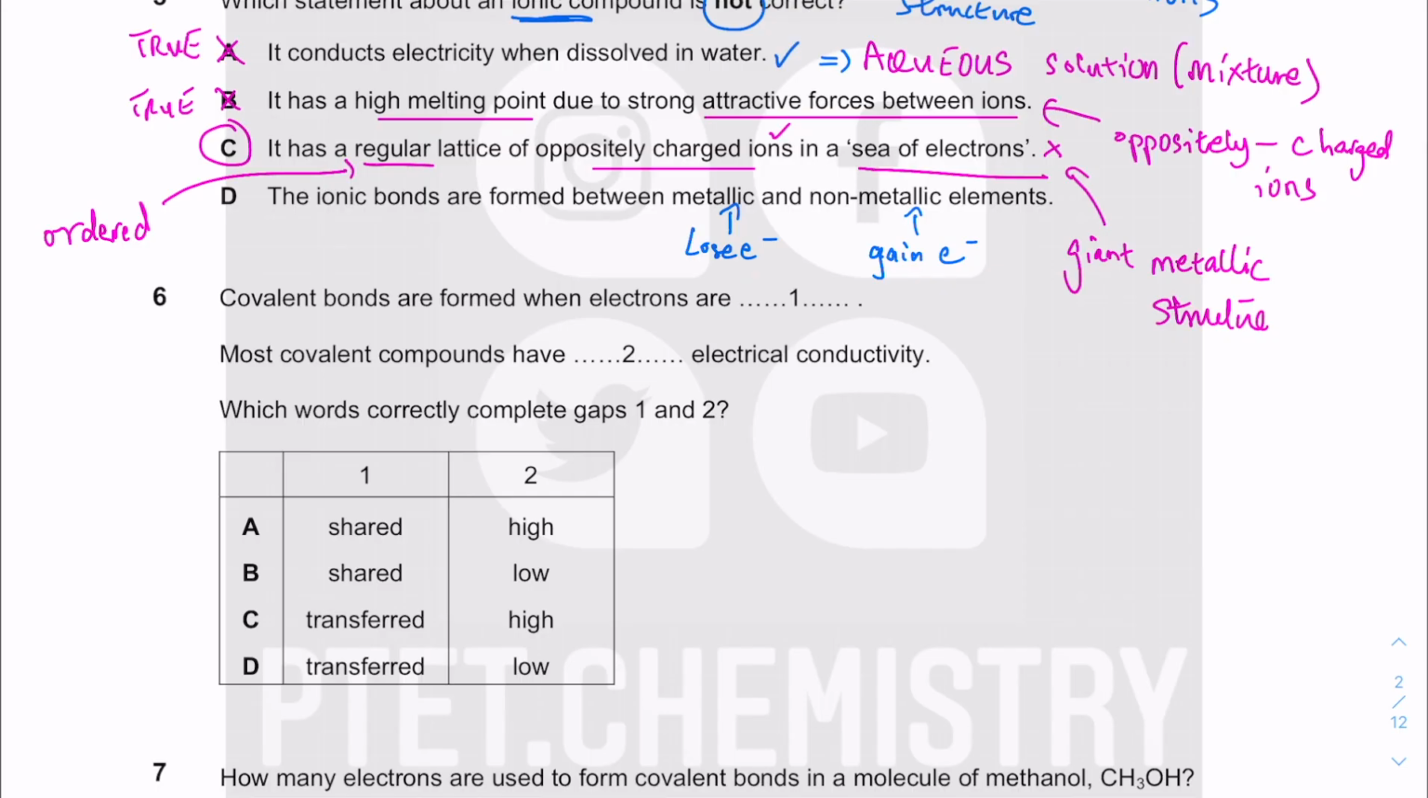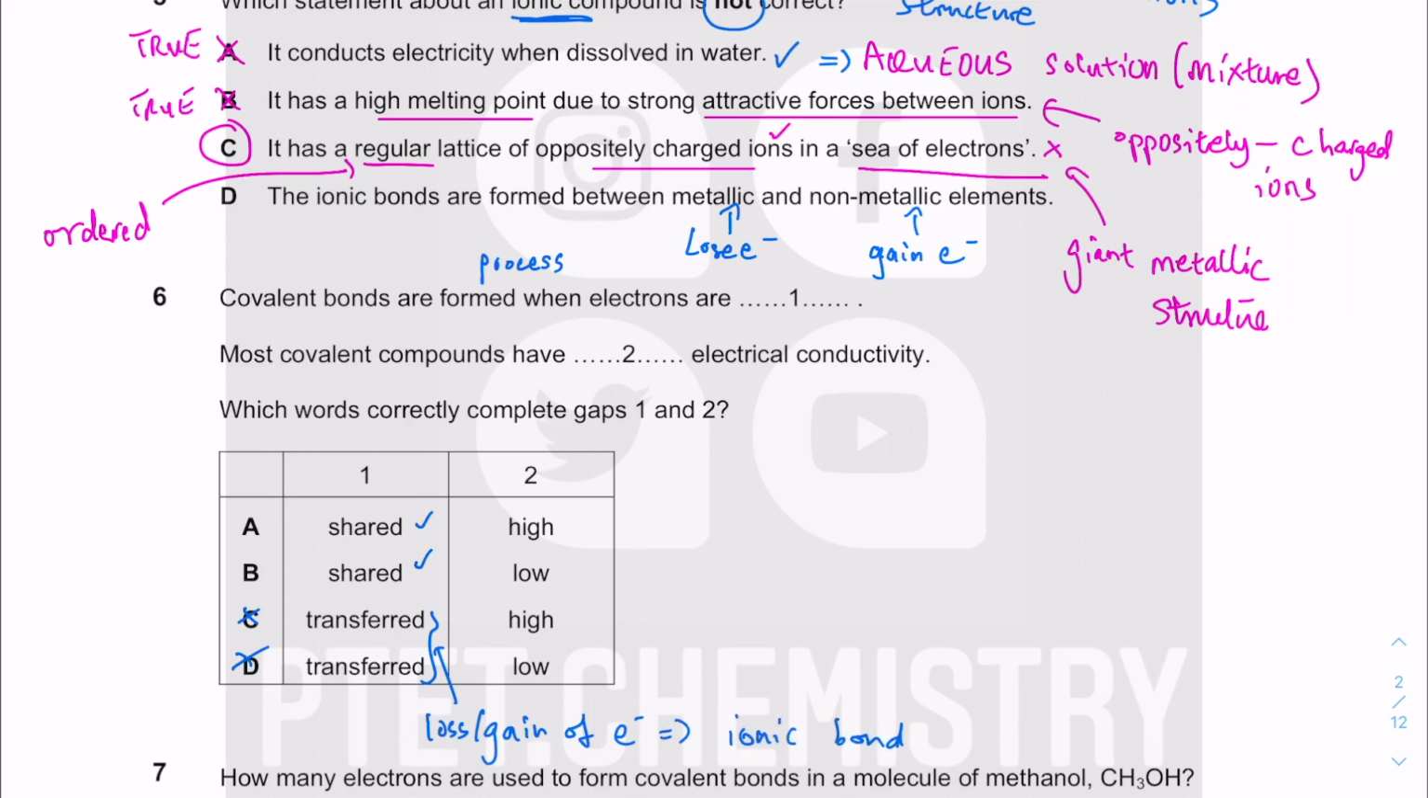Question 6, so you have covalent bonds. Covalent bonds are formed, so this is the process. It involves sharing of electrons. It's the force of attraction between the bonding electrons and the 2 nuclei in between the 2 bonding electrons. The 2 nuclei contain protons that are positively charged, so they get attracted towards the bonding electrons. So what we have is when electrons are shared, not transferred, because that is to do with loss or gain of electrons, and that is to do with ionic bond.